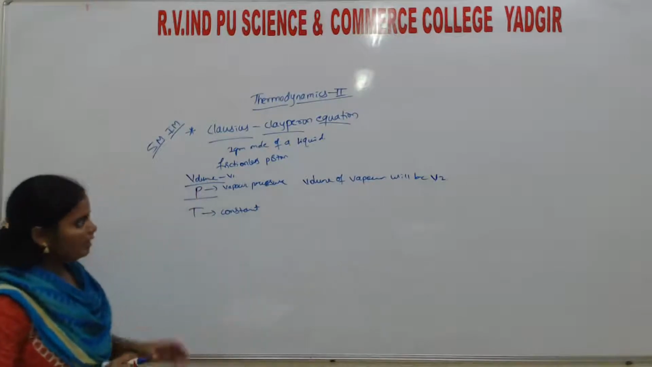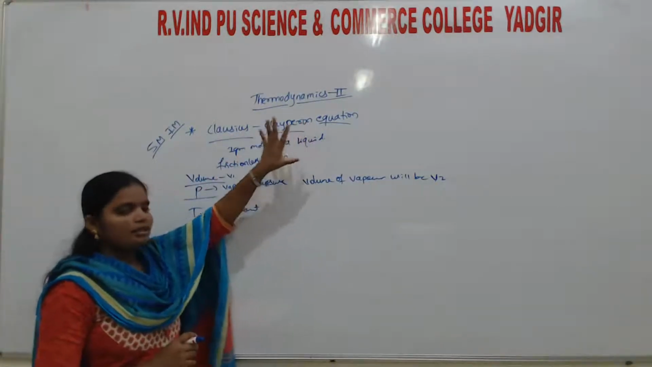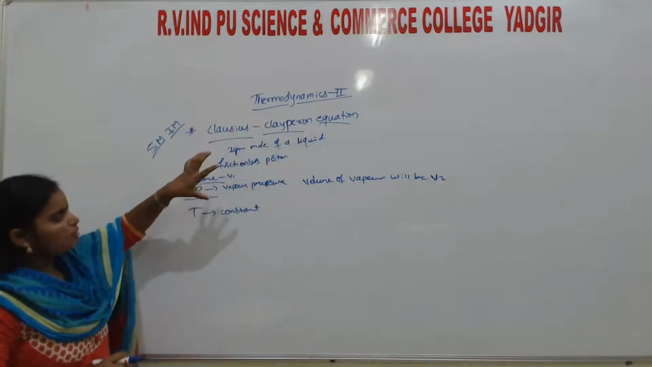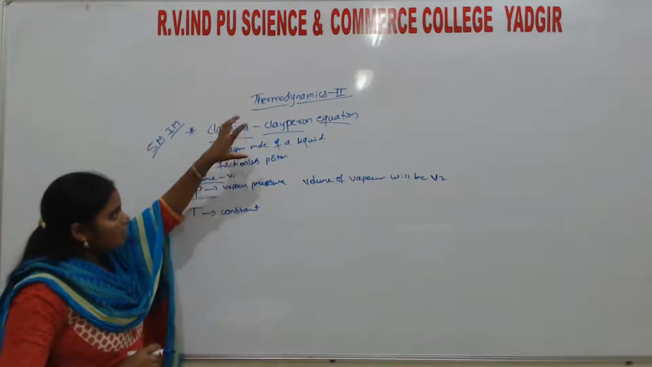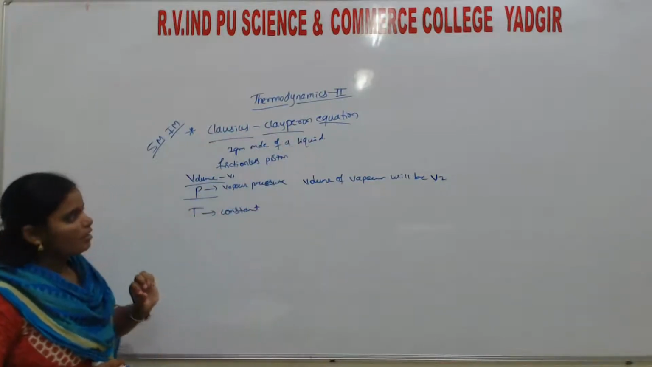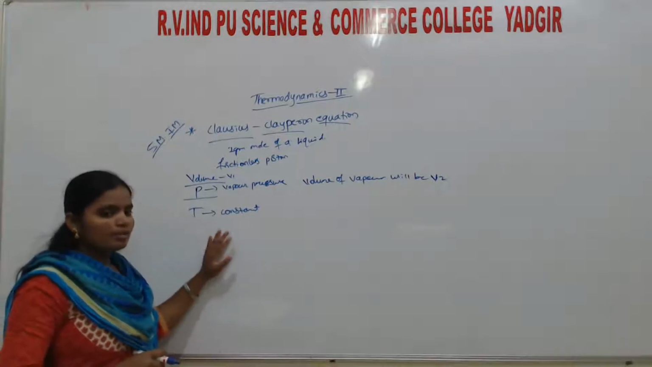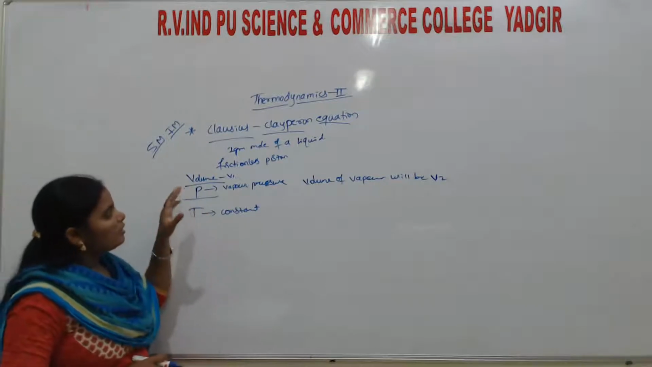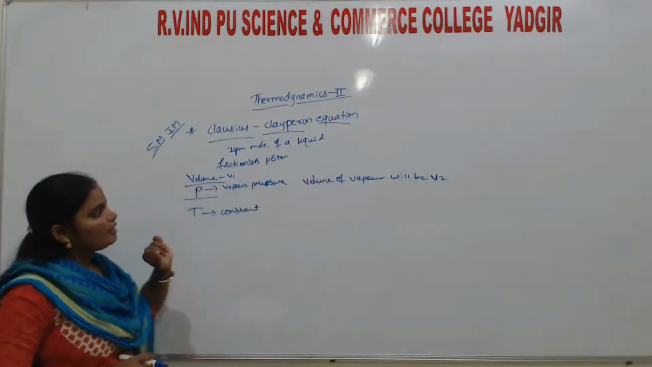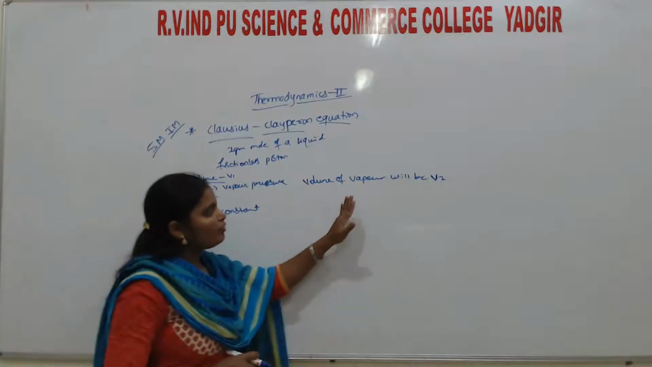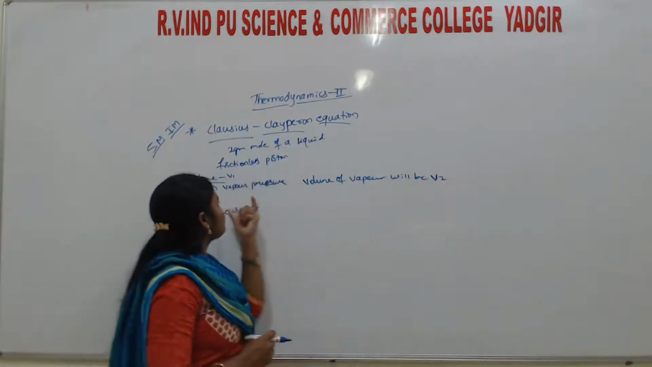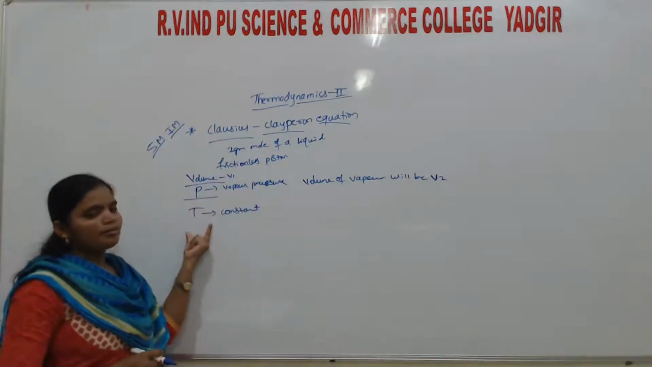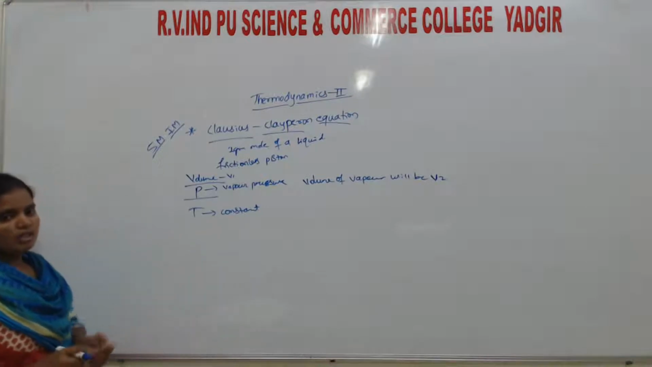See here, you take 1 gram mole of a liquid, and the volume is considered as V1. Then this liquid is allowed to evaporate at a constant temperature, and finally we get the volume of vapor as V2. Here the volume is V1 to V2, pressure is P, and temperature T is constant.